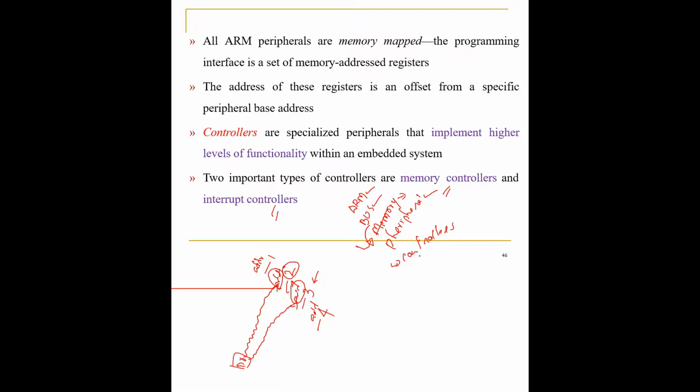The only thing that is left out is controllers, which play a very important role in your processor and need to be studied. So, let's check out what the types of controllers are. As I said, there are two types of controllers. One is memory, the other one is interrupt.